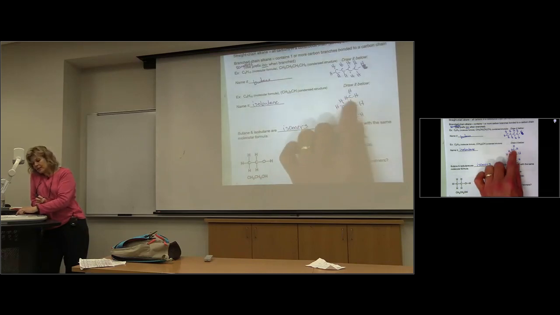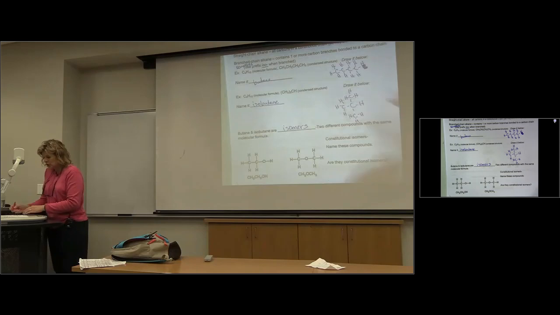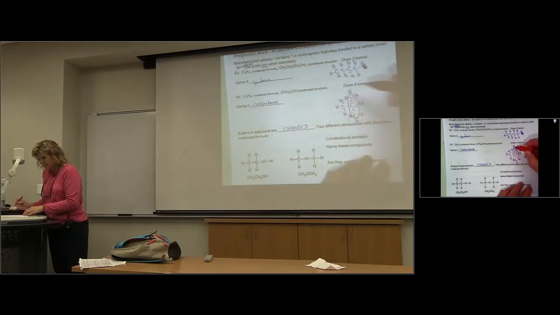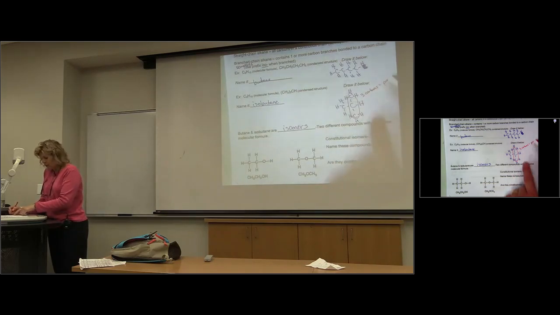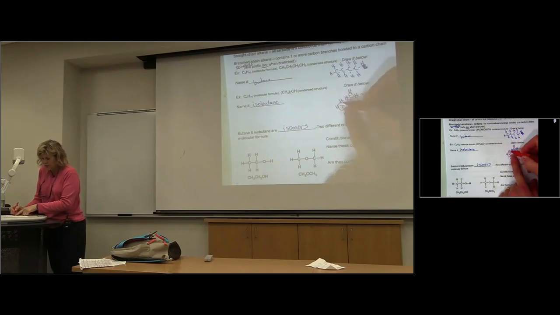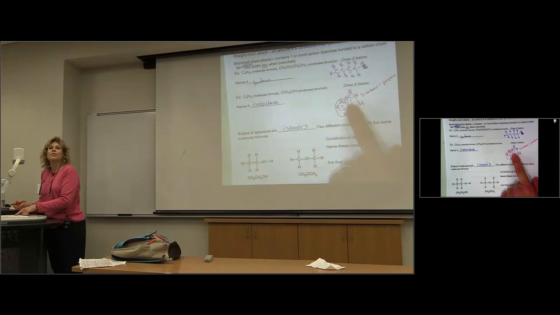Now then, if this is the longest continuous chain, that's 3 carbons, which equals prop, and then why is it ane? Single bonds, good. This group is who? And I should have circled all of them. Methyl. Good job. That's methyl. It's what we call an alkyl group.